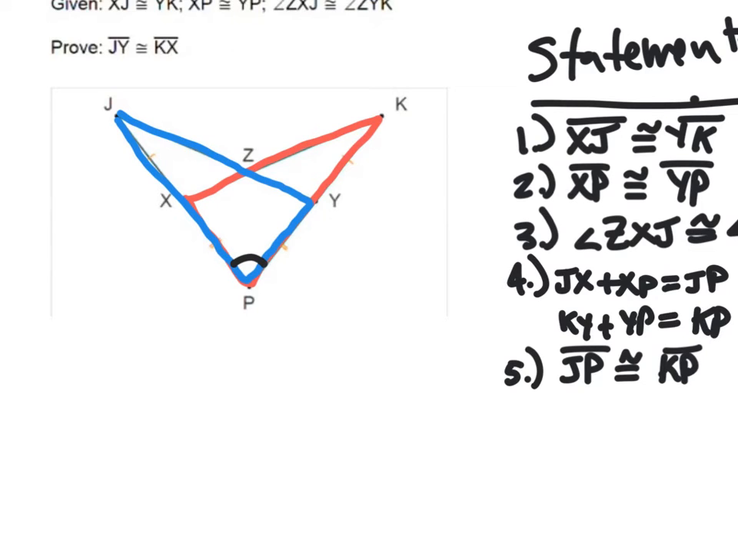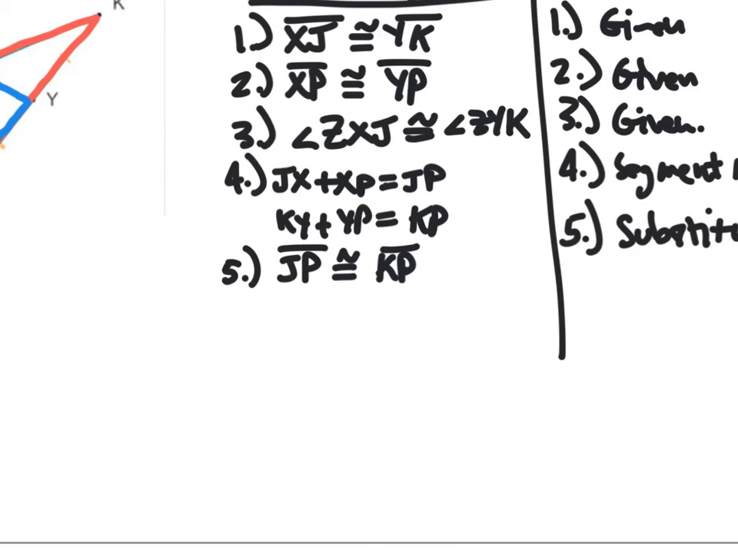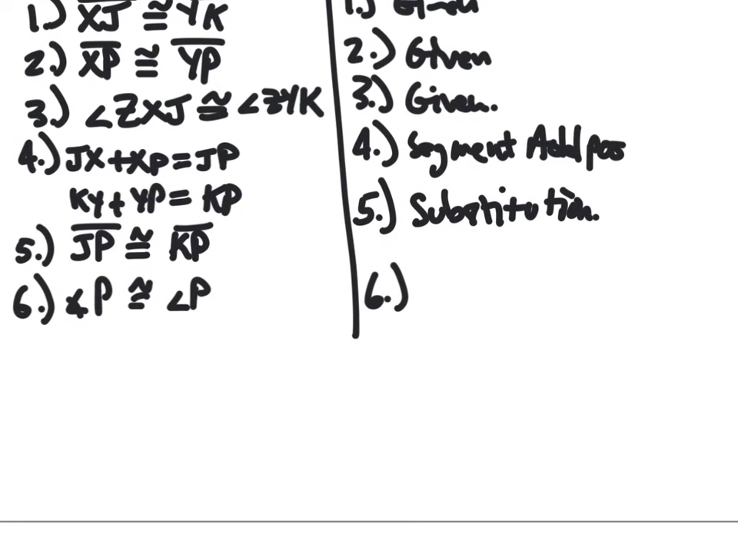Okay, so here's what we know. We know that this segment JP is congruent to segment KP, okay? We also know that YP is congruent to XP, all right? And so what I also know is that angle P is congruent to itself, okay? They share angle P. So angle P is congruent to angle P, and that's the reflexive property. And they share that, and so here's what I get.